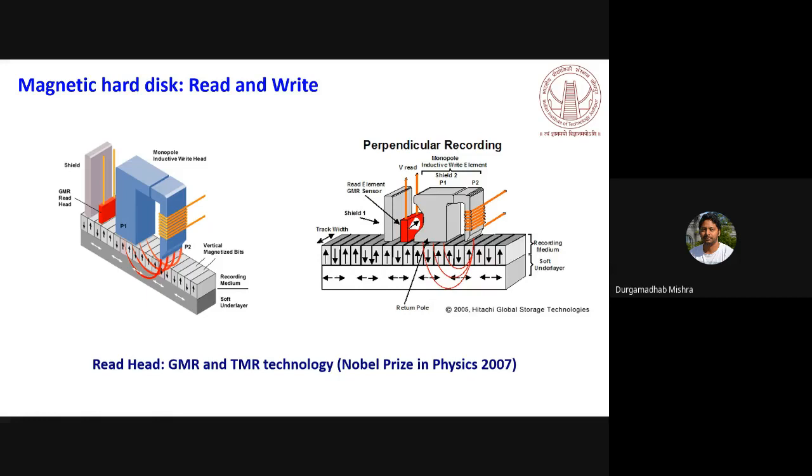We will talk about that in tomorrow's class, about these modern magnetic hard disk types.